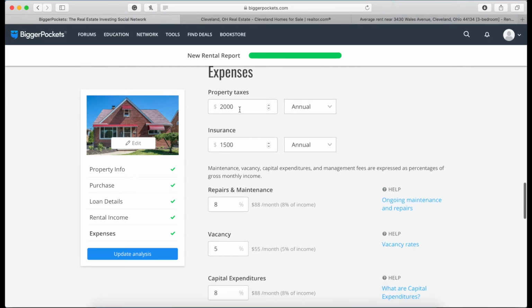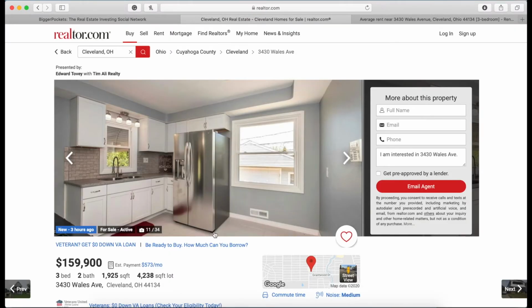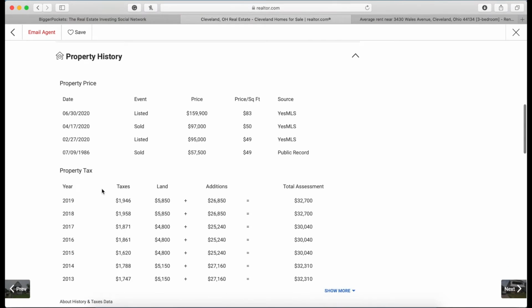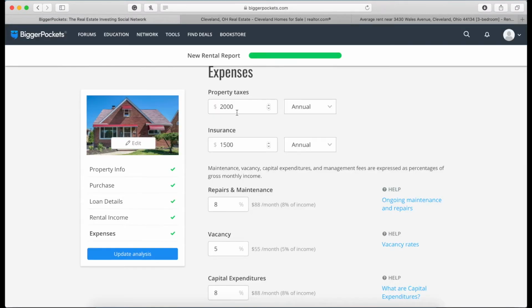The expenses, in terms of the property taxes, when I go to the realtor.com listing, I can scroll down and see the property history, and in this case, they paid about $2,000 in taxes in 2019, so I'm going to use that value. I've got the $2,000 annually right here.